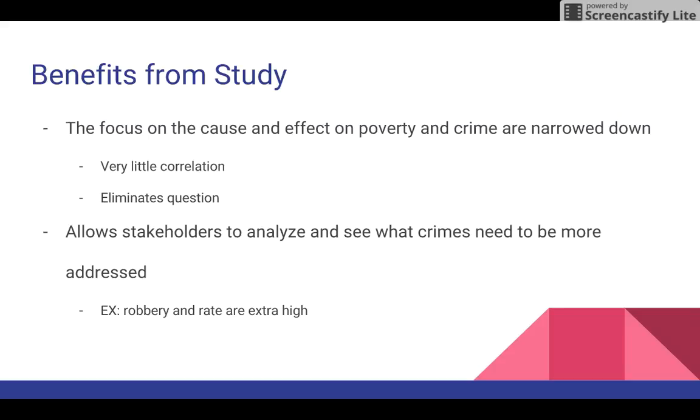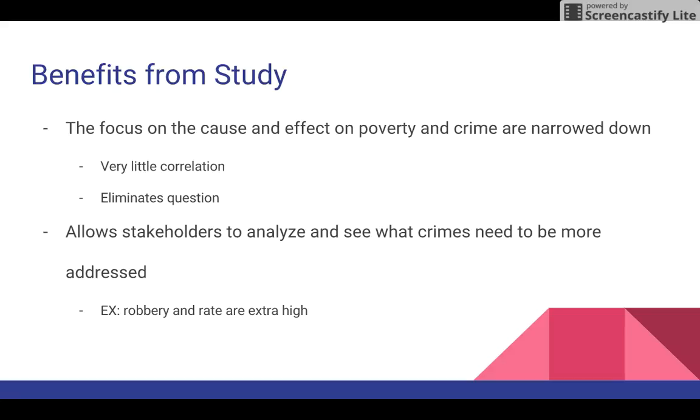The benefit from this study is pretty much the focus on the cause and effect of poverty, and it's narrowed down to not poverty, obviously, because there was so little correlation. It eliminates that question of whether poverty has anything to do with the crimes. A lot of people study what goes into crime rates and why crime rates are higher some years and aren't in others, so it takes out that questioning of whether the poverty rate affects it. And then it allows stakeholders to analyze and see what crimes need to be more addressed.